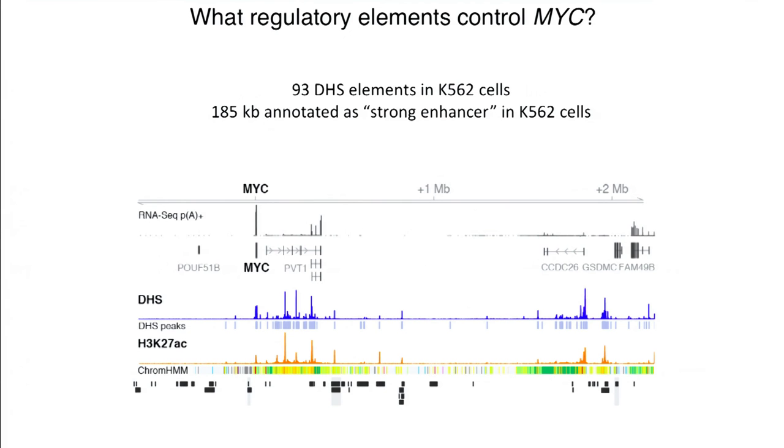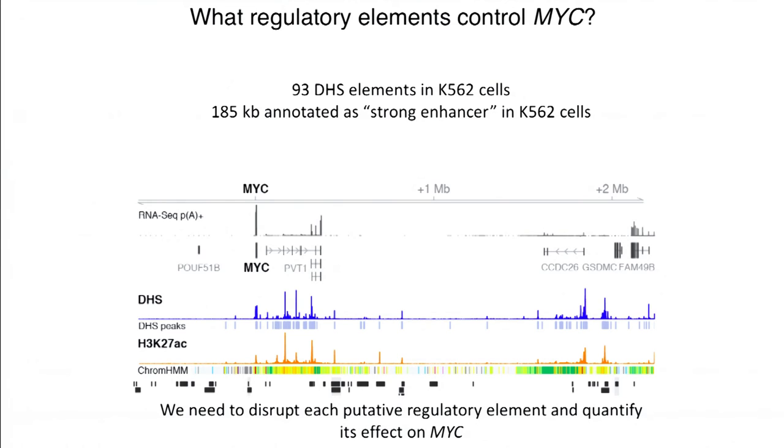And so in applying this to a specific locus, the MYC locus, here the MYC gene sits here, and this is about 3 megabases of the MYC topological domain. This region has 93 DHS elements, regions of open chromatin, and there are 185 kilobases in this region annotated by ENCODE to be strong enhancer. And so what we need to do if we want to understand the cis regulation of MYC is to go in and disrupt each of these putative regulatory elements one by one and measure their effect on MYC expression.